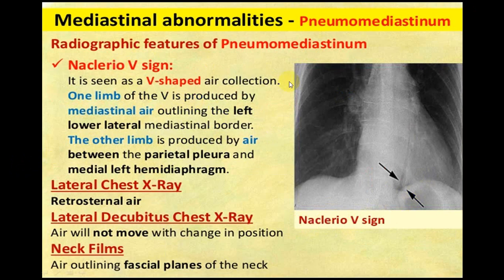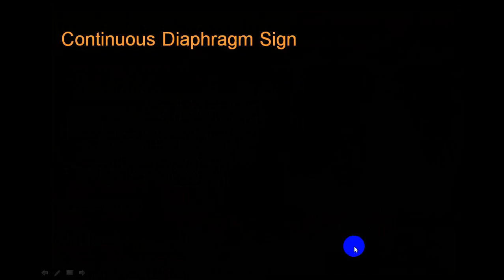You can see air collection close to what we call as the other limb, which is produced because of the air between the parietal pleura and the left hemidiaphragm, and one limb is because of mediastinal air collection, produced by mediastinal air outlining the left lower lateral margin of the mediastinum, this particular V-shaped sign. So that is called the Naclerio V sign. That is very common in pneumomediastinum. Try to look at that.